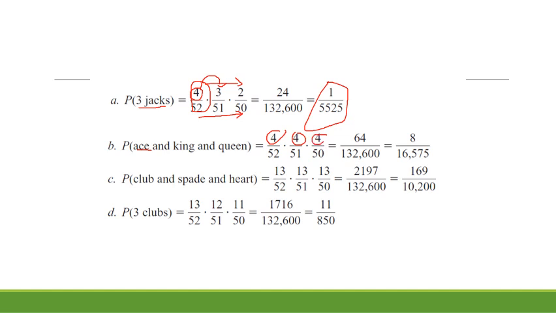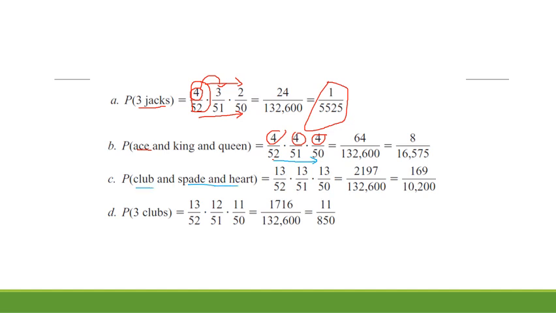So, on top, it does not affect. Excuse me. So we have ace, king, and queen. But take note that the total number of cards in the deck here is decreasing, because the card is not replaced. Okay, so the answer for that is 8 over 16,570. And also a club, a spade, and a heart.